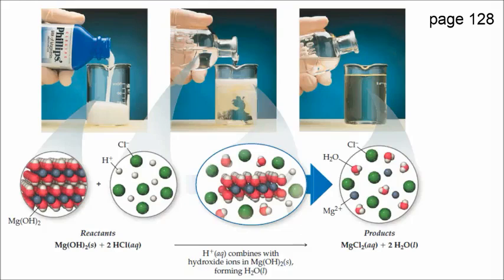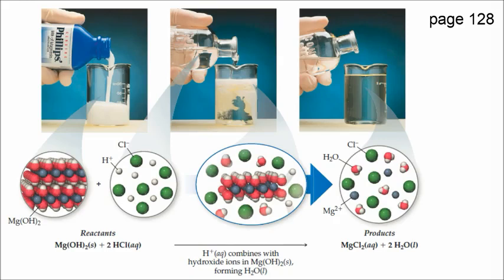All right, so now I'd like to call your attention to a diagram way back in chapter 4 on page 128. Phillips milk of magnesia, which is magnesium hydroxide, is being added to a beaker, and it's very chalky because it doesn't dissolve in water very much at all. Then they added a little bit of concentrated hydrochloric acid, and all of a sudden the magnesium hydroxide becomes very soluble.